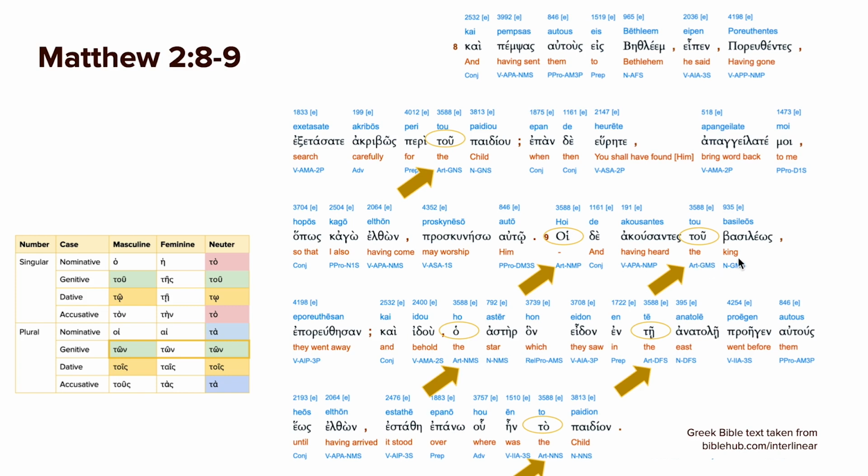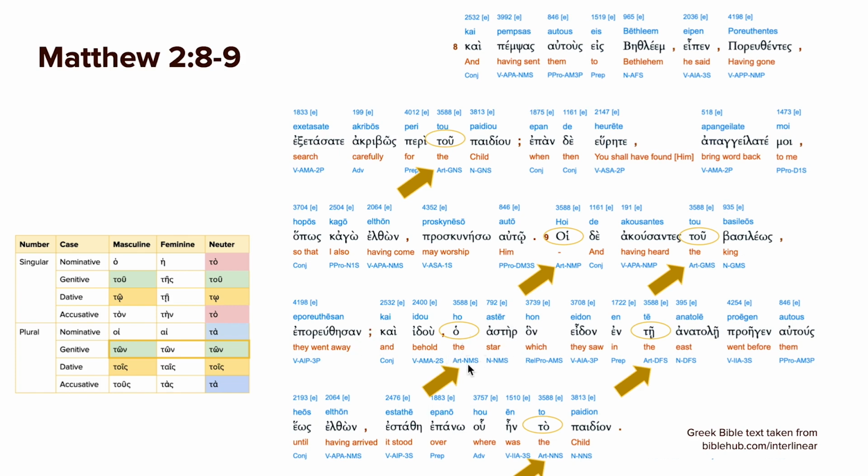And then the king, they heard from the king. From the king is tu basileos, right? So they heard from the king. Tu basileos is another definite article because it's the king. It's not just any old king. It's the king, Herod, unfortunately.